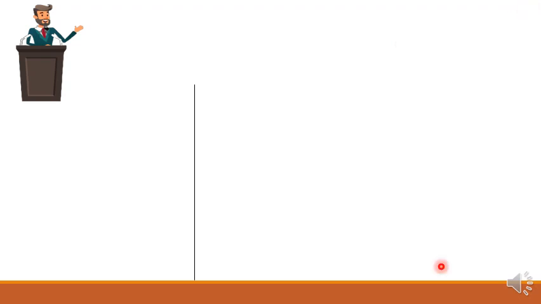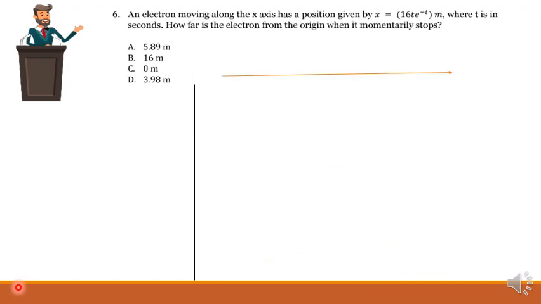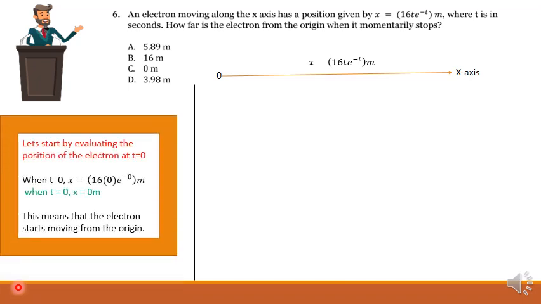An electron moving along the x-axis has a position given by x equal to this meters, where t is in seconds. How far is the electron from the origin when it momentarily stops? Okay, that's the question. Now we're being told that our electron is moving along the x-axis. So this is our x-axis here. Then this is the equation that gives us the position of the electron at any time t. Now let's evaluate the position of this electron at time t equal to 0. When t is equal to 0, we have x also equal to 0. This means that the electron starts moving from this origin, because at time equal to 0, initially, the electron is here.